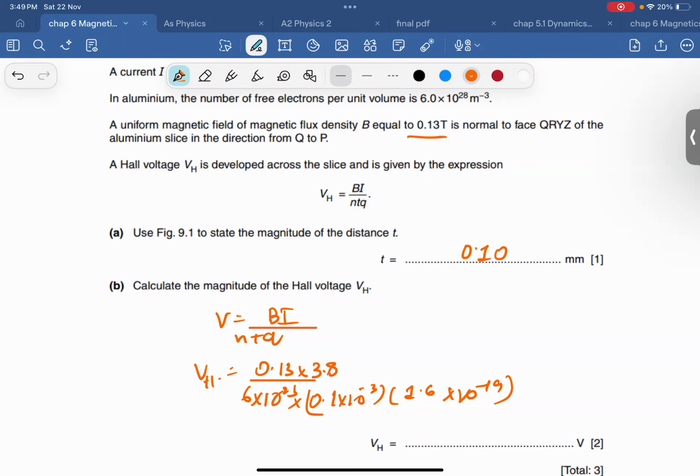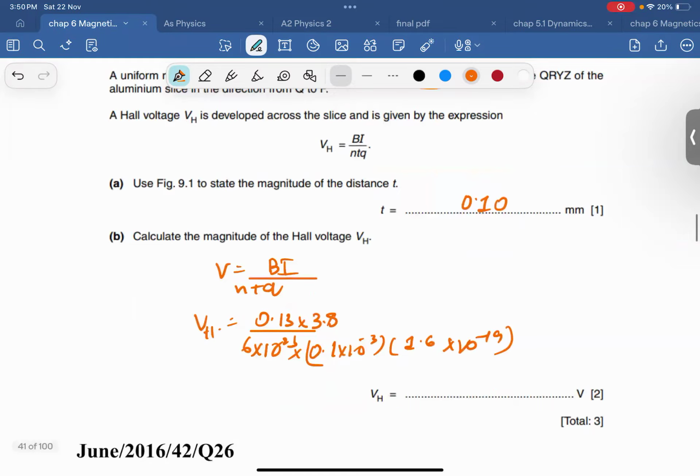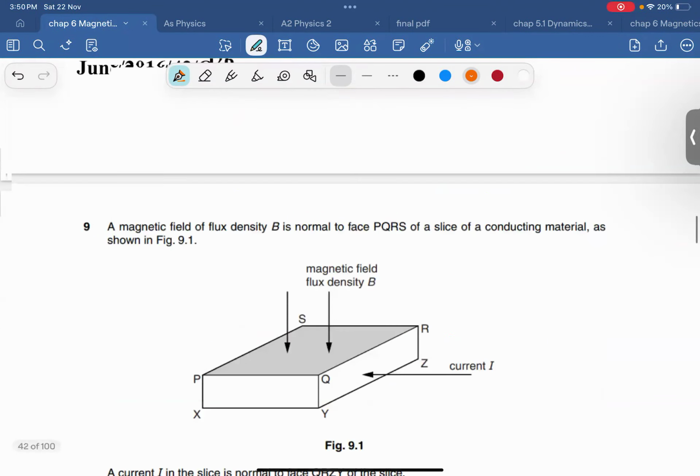Any value? Anything you're getting? 5.1 times 10 to the power minus 7. Okay, 5.1 exponent negative 7. Good. Similar question, right?